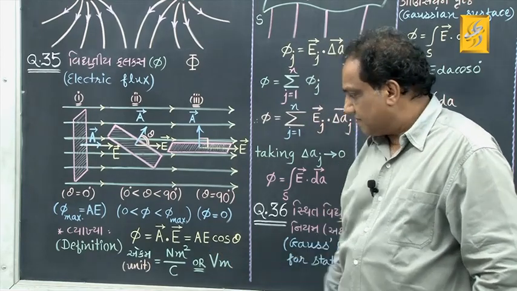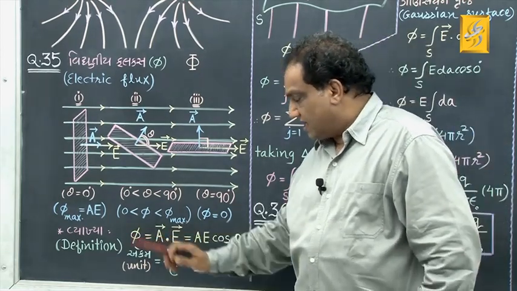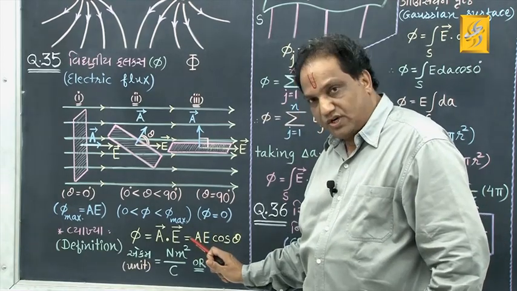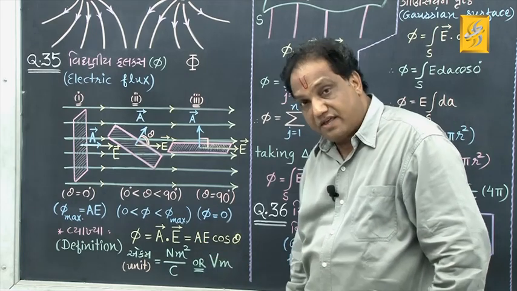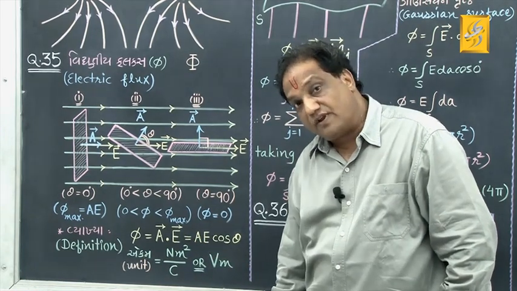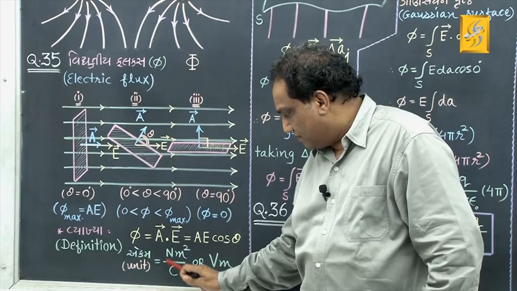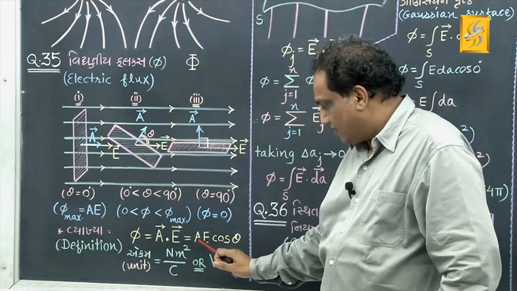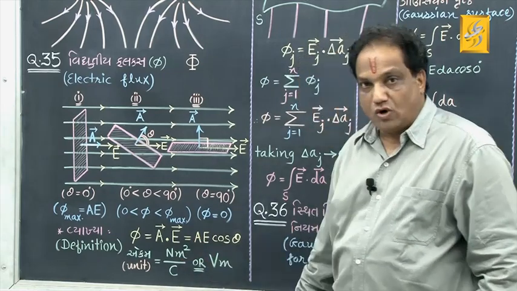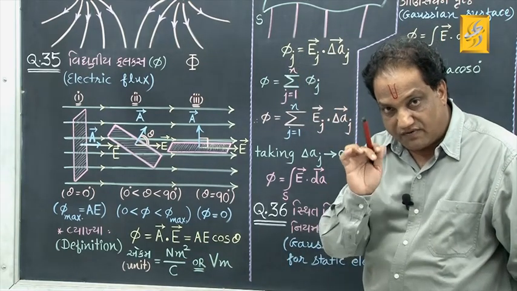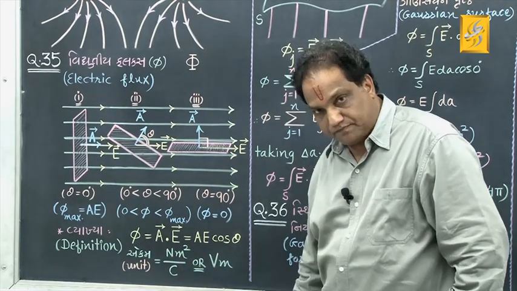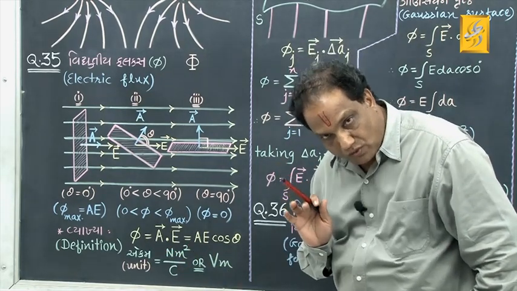Okay? Now what about the SI unit of electric flux? Very simple. You go for writing SI units of electric field and area. What was the SI unit of electric field? Newton upon Coulomb, correct? For area, meter square. So altogether the SI unit of electric flux is now Newton into meter square upon Coulomb.